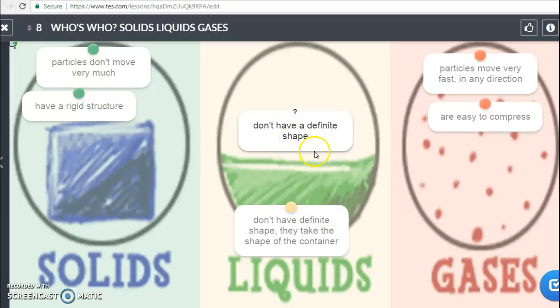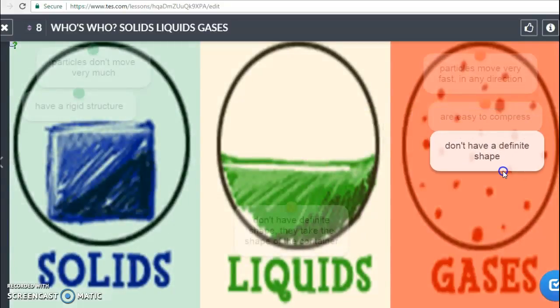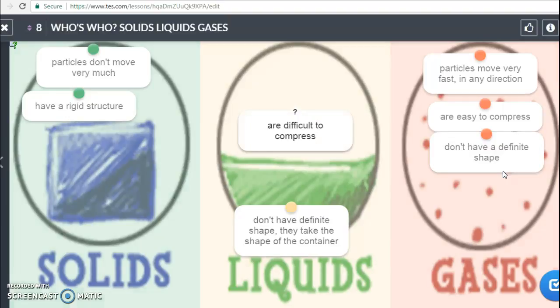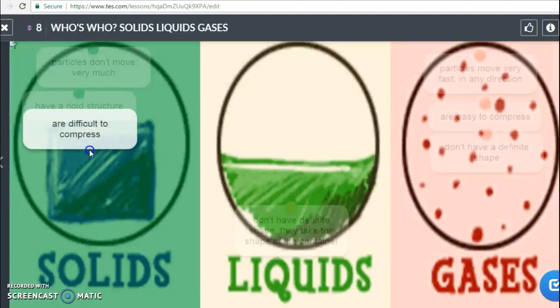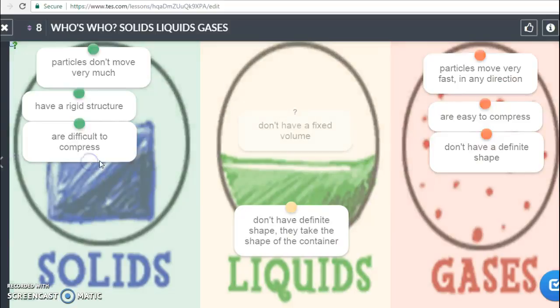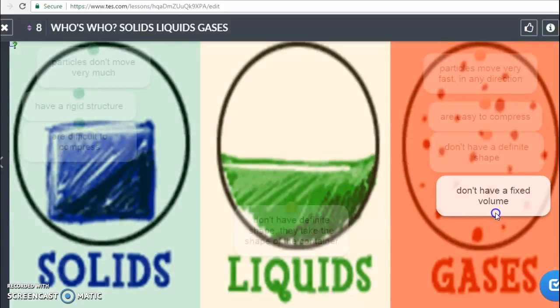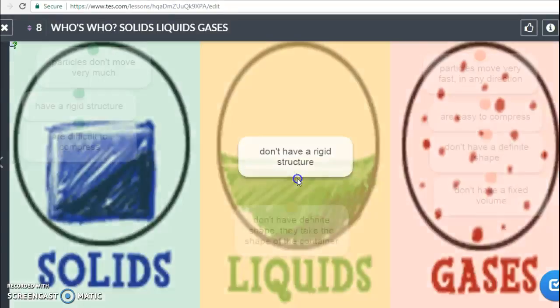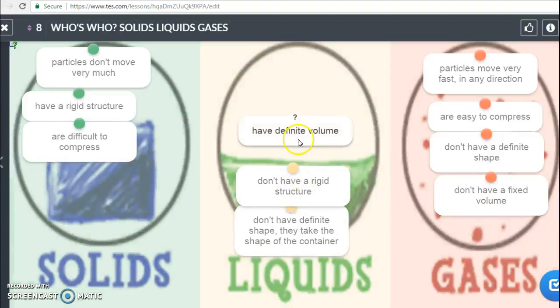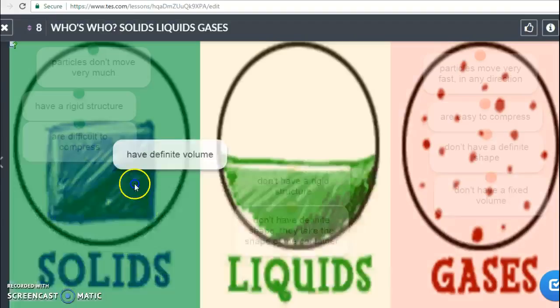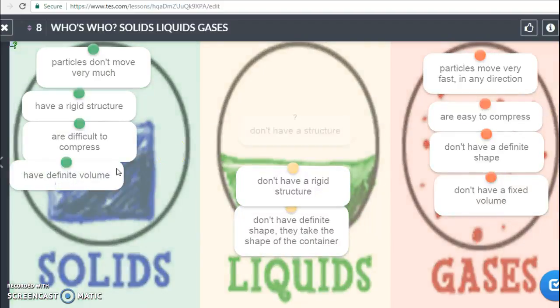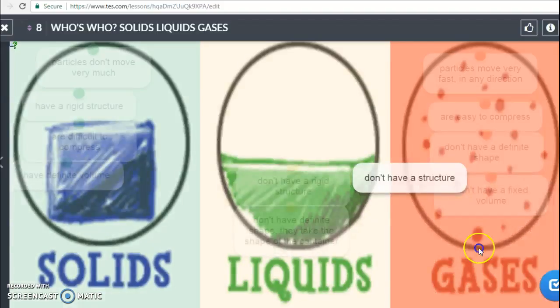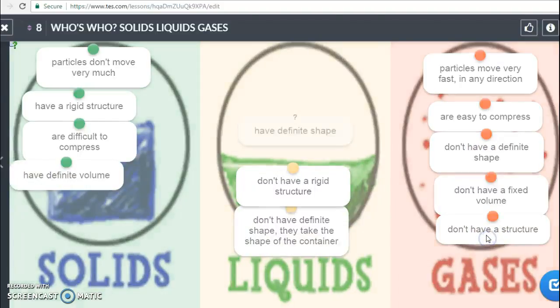Liquids already have this, so this is gas. They don't have a definite shape. They are difficult to compress. Definitely solids are difficult to compress. They don't have a fixed volume. Gases don't have a fixed volume. They don't have a rigid structure. They have definite volume. And they don't have a structure. So gases, there are 5 definitions for each group.